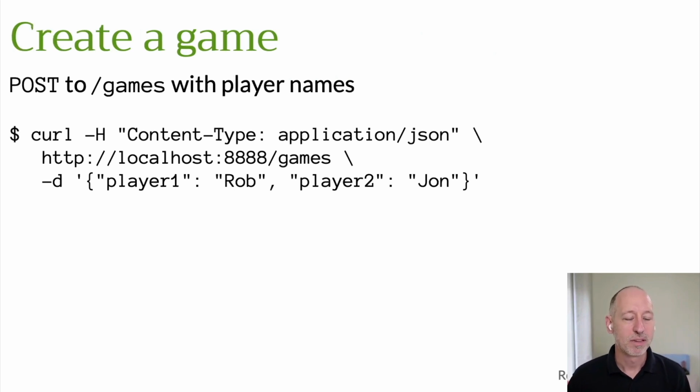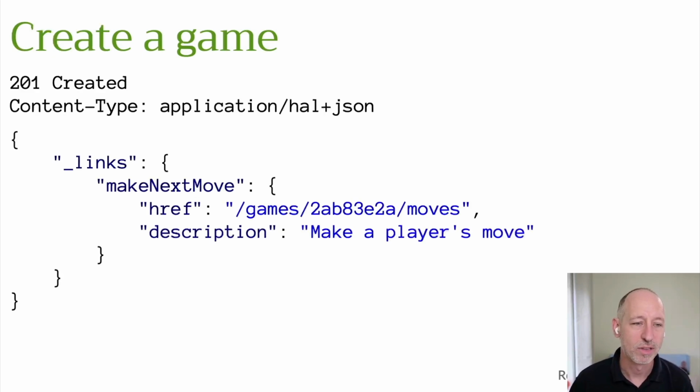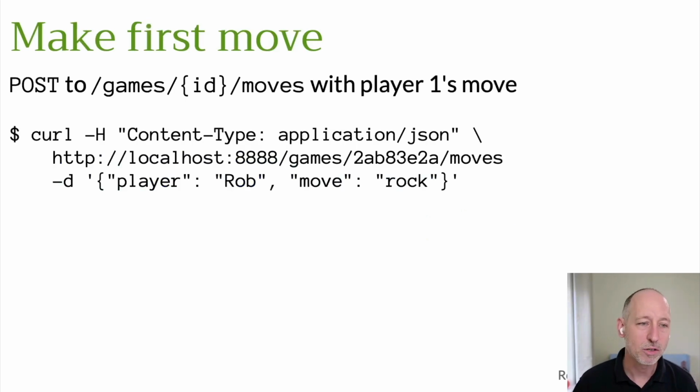Need to create a game. So we're going to post to /games with player names. So simple curl command again. The -d on the third line posts some data. In this case, it's JSON format. And we're going to send it to the /games endpoint. And we're going to get back a response, a 201 created, because we've successfully created a new game. And we're going to get back a link to tell us what the next thing to do is, which is make the player's move.